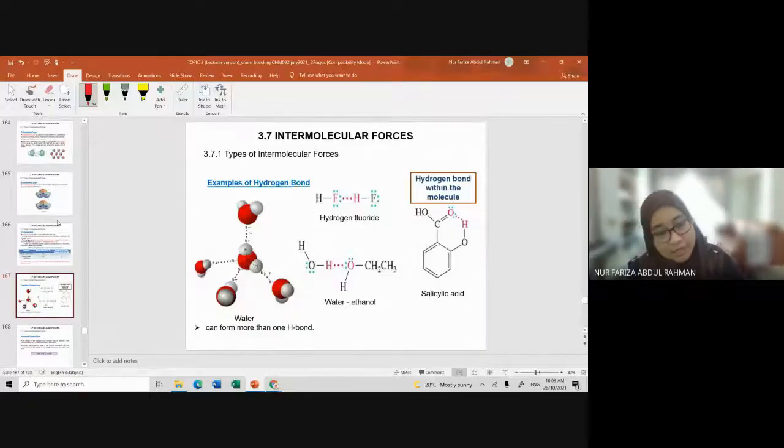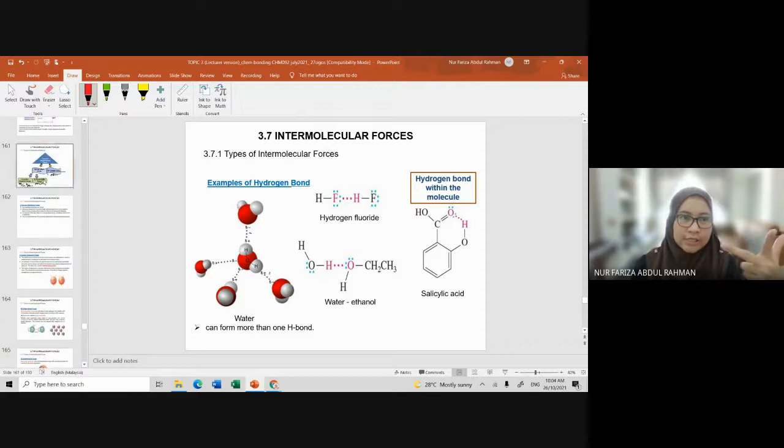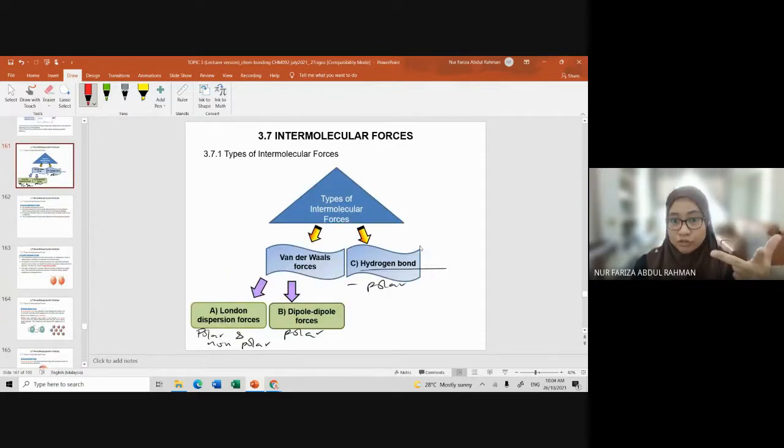In the last lecture, we have learned about intermolecular forces. Intermolecular forces are the forces formed between the molecules, not within the molecule. We have three types of forces. The first one that we learned was London dispersion forces, then dipole forces, and lastly the hydrogen bond.